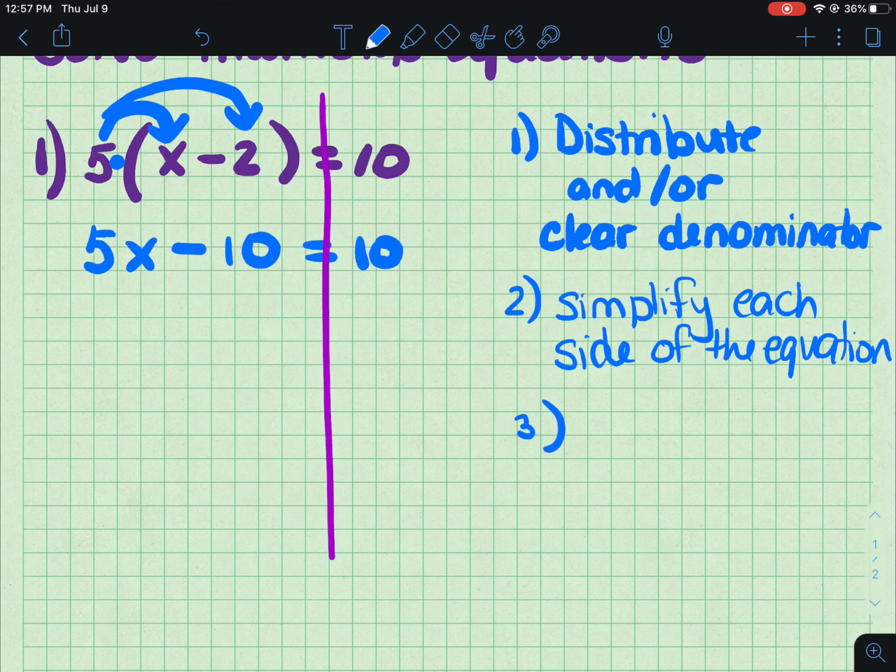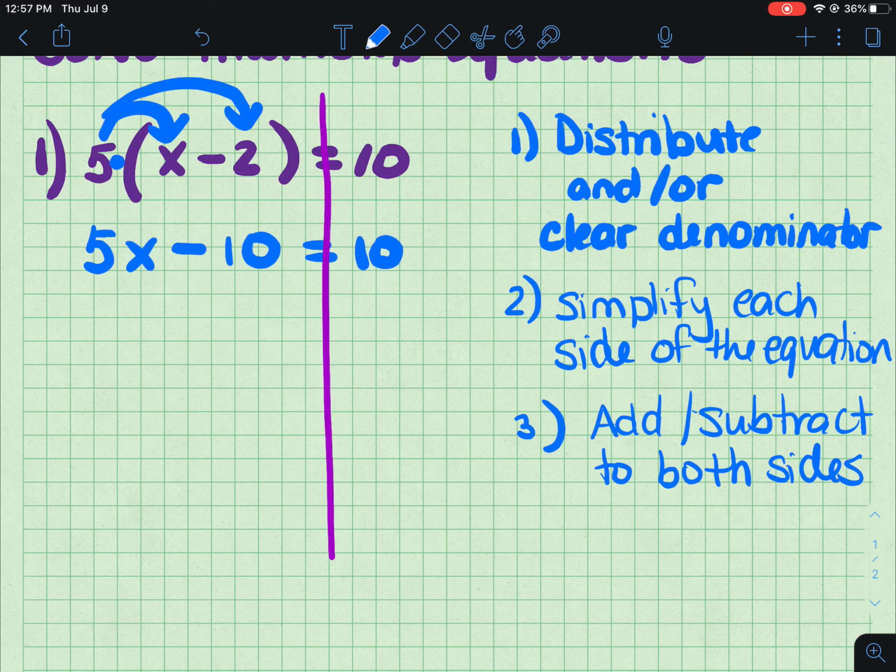In step 3 is where we're going to start solving, okay? We are first going to try to get the variable by itself, and we're going to start looking at adding and subtracting to both sides of the equation. And the reason I wrote to both sides of the equation, because that's the rule of algebra. If you break the rules, you're going to get the problem wrong. So we're allowed to add whatever we want to both sides of the equation.